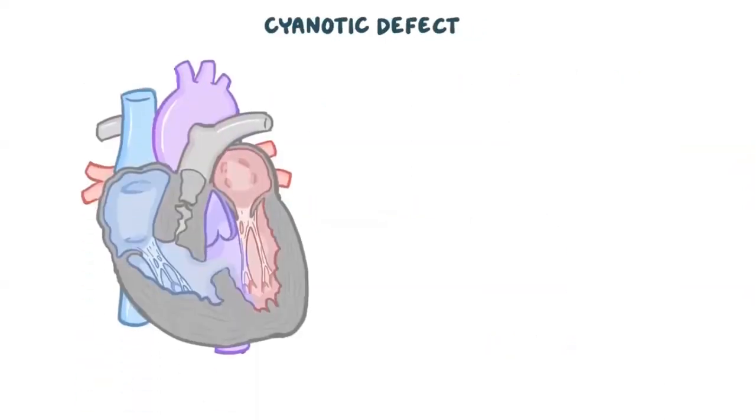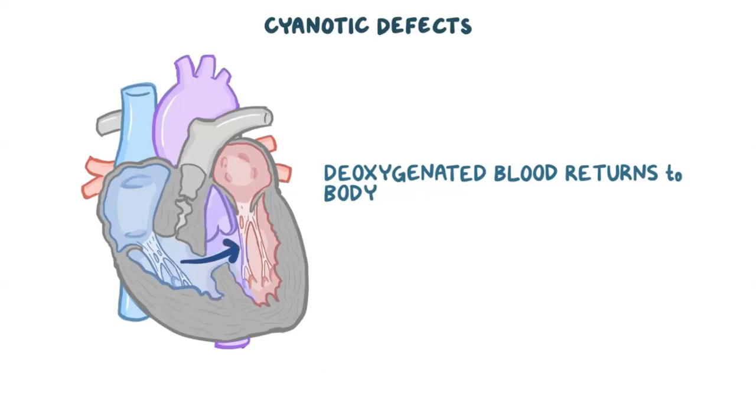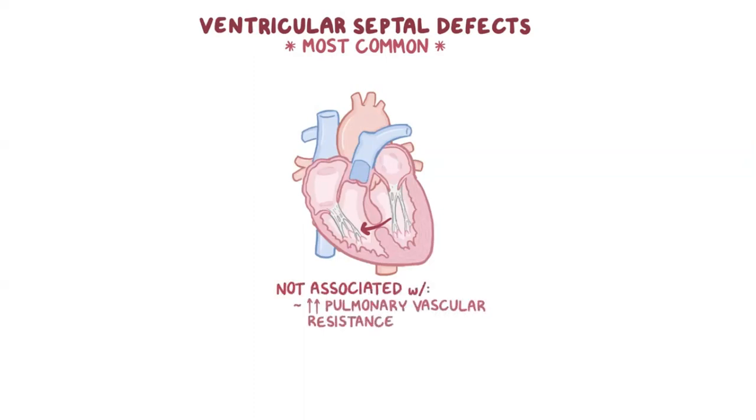In cyanotic defects, there's a defect which allows deoxygenated systemic venous blood to bypass the lungs and return to the body, leading to cyanosis. Ventricular septal defects are the most common pediatric heart defects. A small defect leads to minimal left-to-right shunting across the ventricles, and is not associated with any increase in pulmonary vascular resistance or with any symptoms.